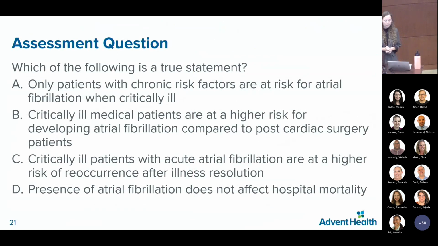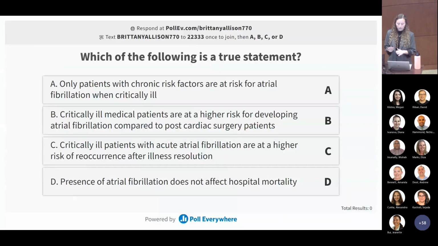This brings me to my first assessment question. Which of the following statements is true? A, only patients with chronic risk factors are at risk for atrial fibrillation when critically ill. B, critically ill medical patients are at a higher risk for developing AFib compared to post-cardiac surgery patients. C, critically ill patients with atrial fibrillation are at a higher risk of recurrence after illness resolution. D, the presence of AFib does not affect hospital mortality. And you should be able to join the poll and answer, and I'll give you a few minutes to answer the question.